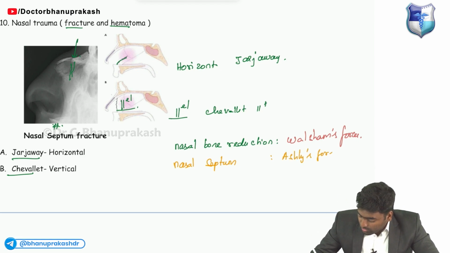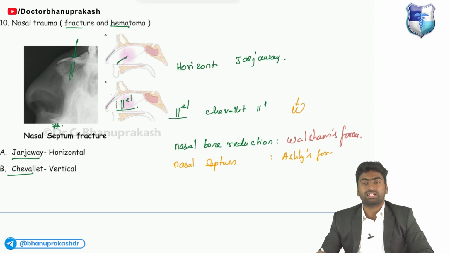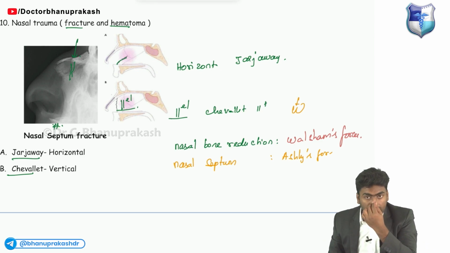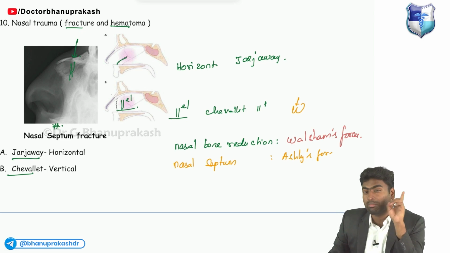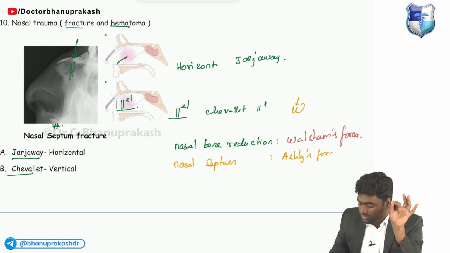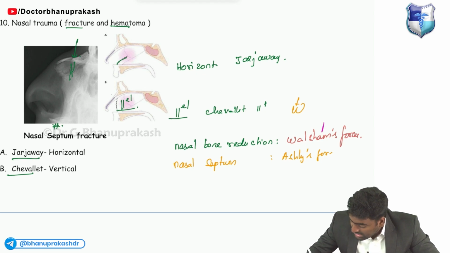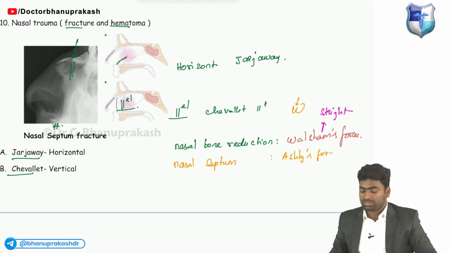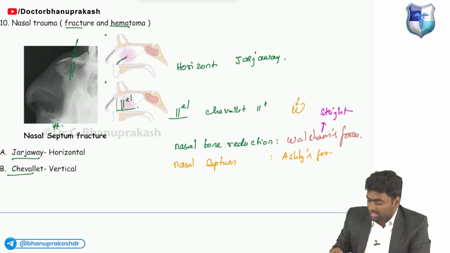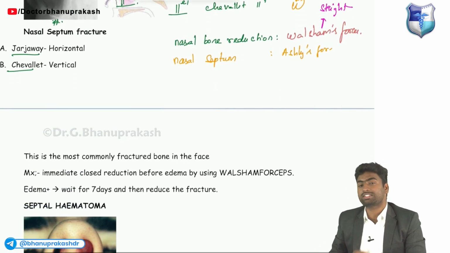See, this W looks like it is going inside. So we know outside it is the cartilaginous part, whereas inside it is the bony part. So if you want to go straight, it should be long and straight. So Walsham's forceps will be straight in nature. That's why we'll use Walsham's forceps. Just remember. And for the nasal septum, we'll use Ashley's forceps.